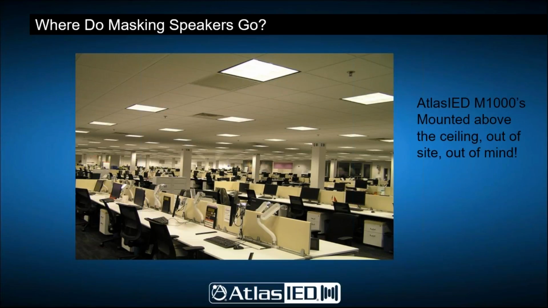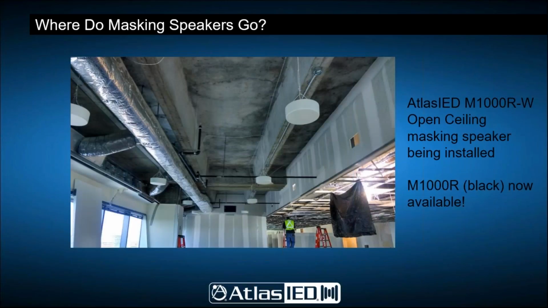To continue where the speakers go, the AtlasIED M1000 is our 8-inch dual cone sound masking speaker in a black box. They are typically mounted above the ceiling grid. Again, they're going to be out of sight and out of mind. The speakers themselves have a 70-volt transformer on the side. They can go from 0.25 up to 4 watts. They also have a wire lead on the side, which is a conduit knockout. Again, the grid fashion that the speakers are going to be above is typically about 15-foot spacings.